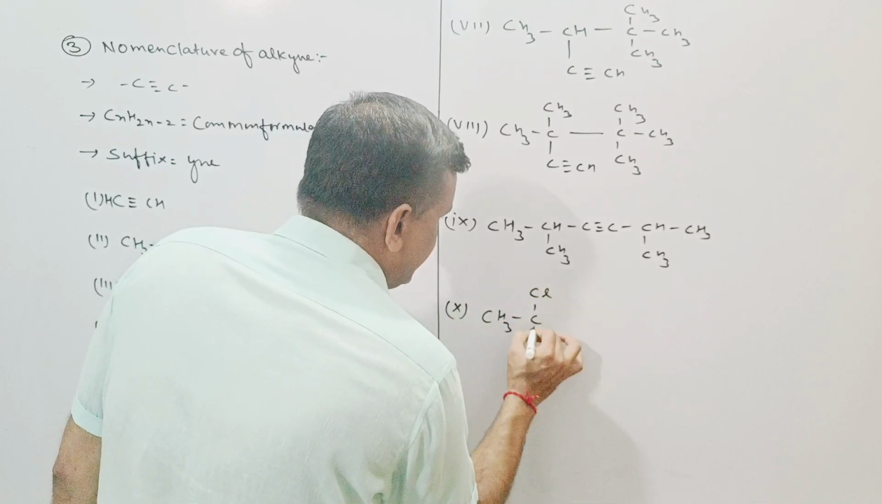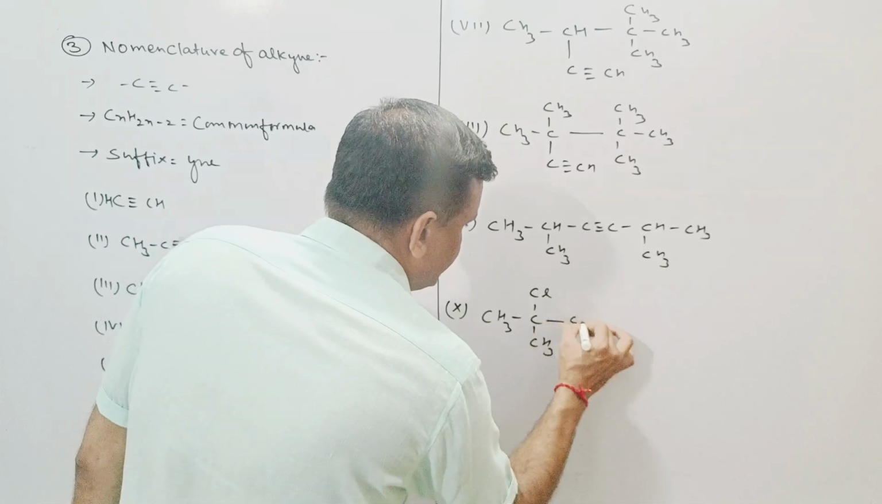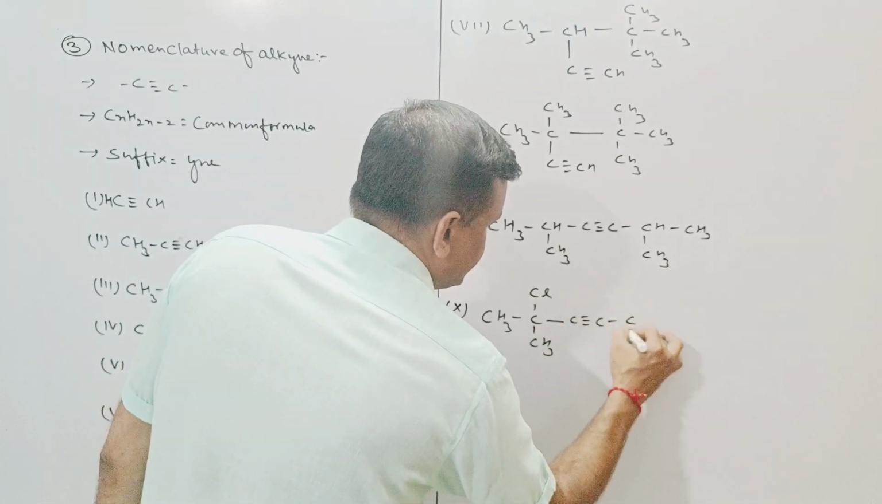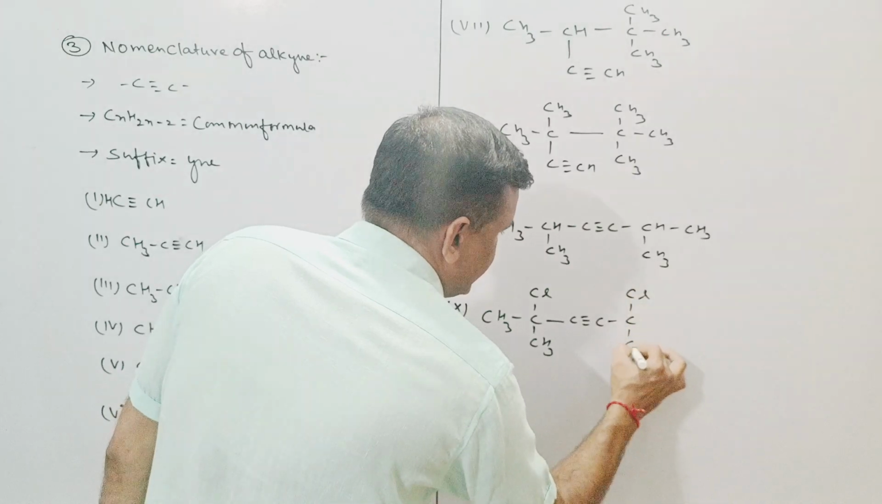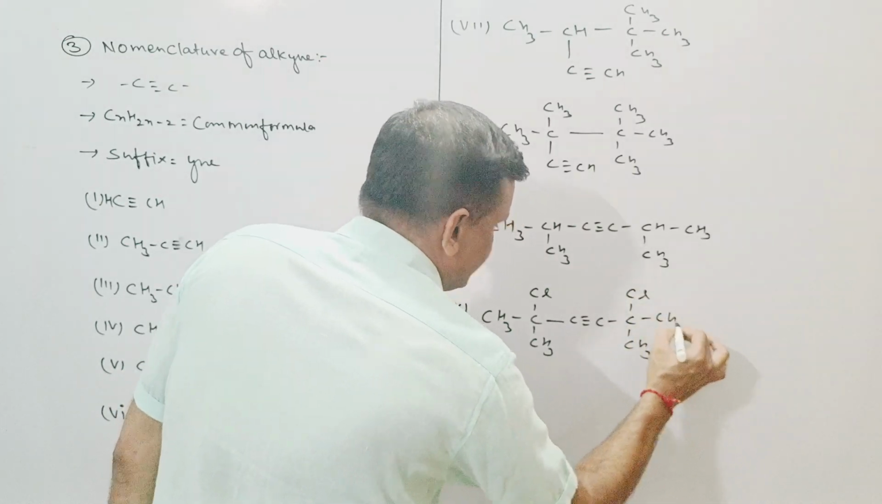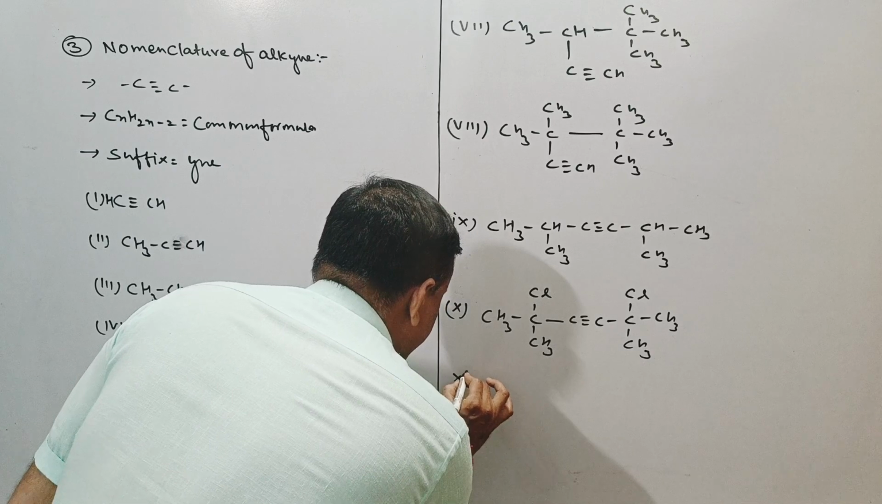CH3, C, this is the Cl. This is the CH3, C triple bond C. This is the C, this is the Cl, CH3 and CH3. The next compound, the 11th, we can take over here.